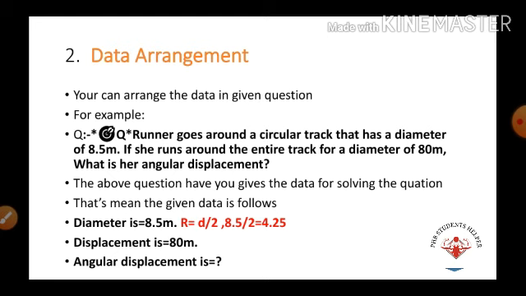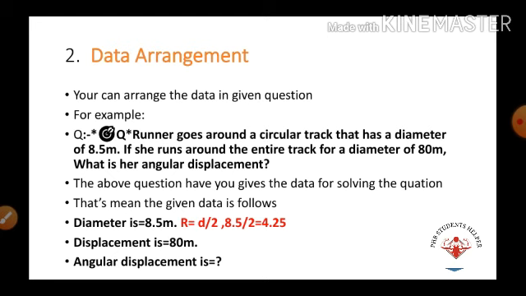We also need the radius, because the formula is theta equals s by r. That means angular displacement equals displacement upon radius, and radius is very important. The diameter is converted into radius, which equals diameter by 2. That means 8.5 meter by 2 equals 4.25, and this is called data arrangement. This is the second rule of solving numericals.